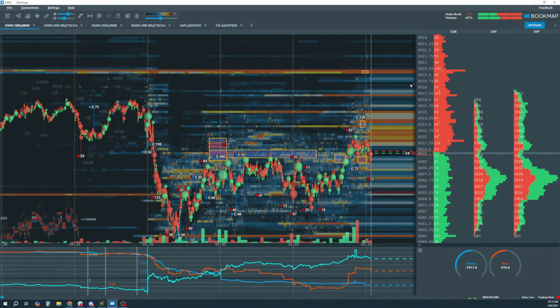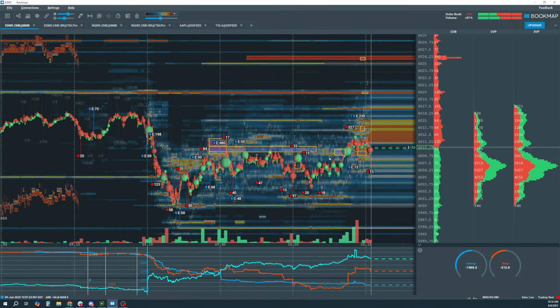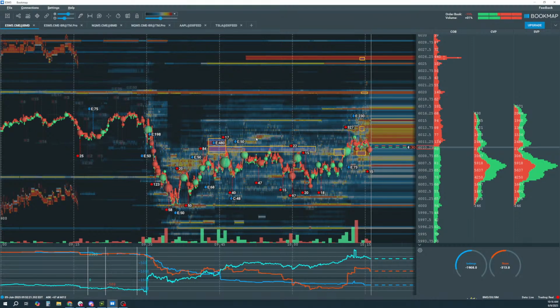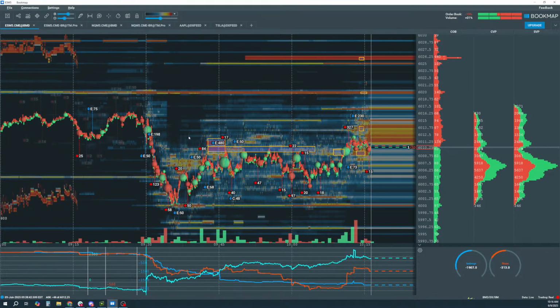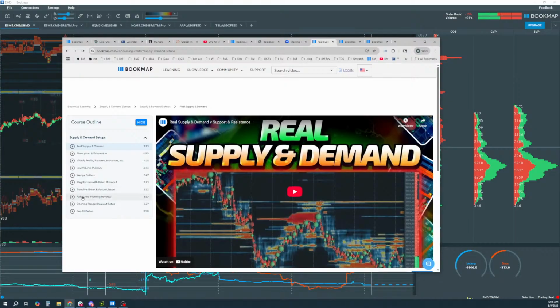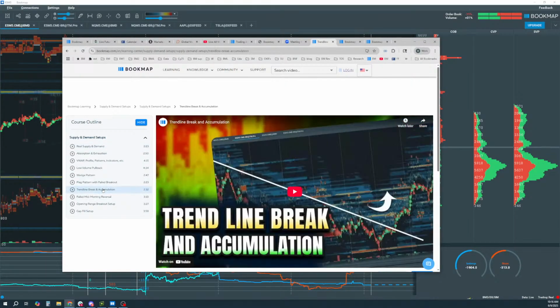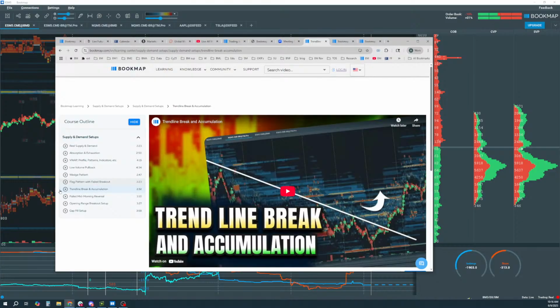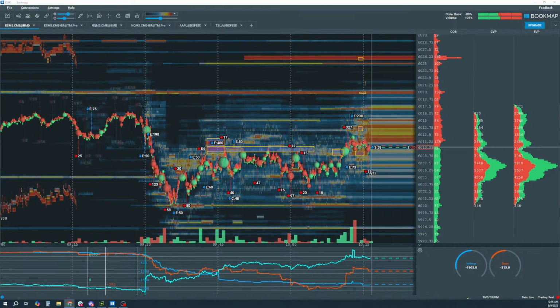So if you remember, what were some of the elements we're looking for by these aggressive buyers in here? Well, it's really the setup, and the setup is this one here, this trend line break and accumulation. This video here from the course. See if you guys have any feedback on that.